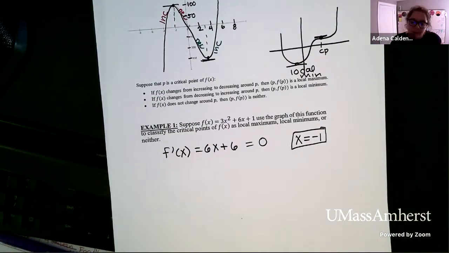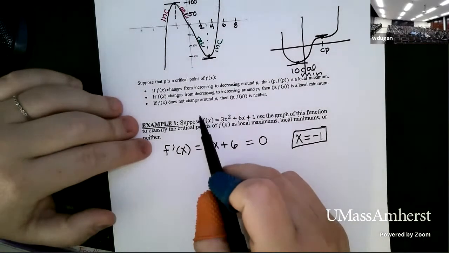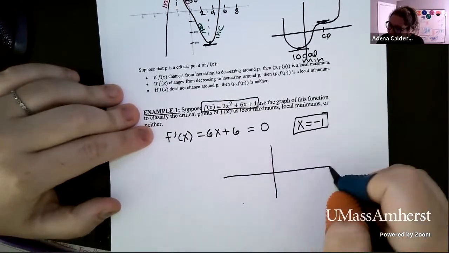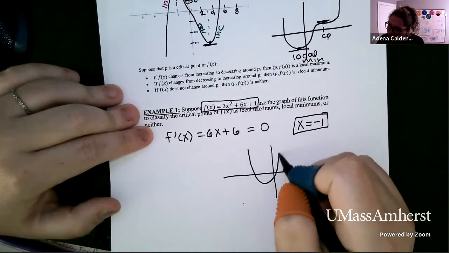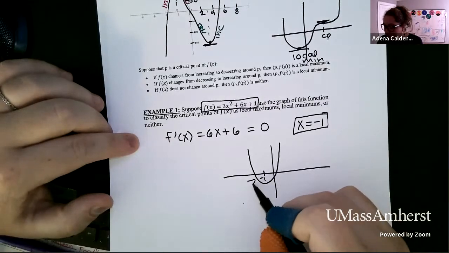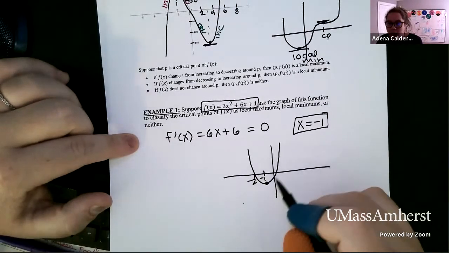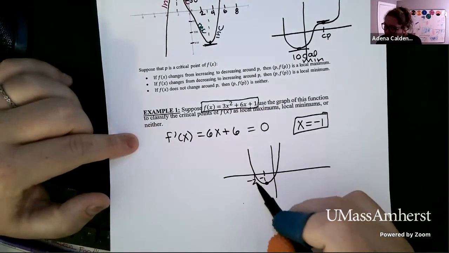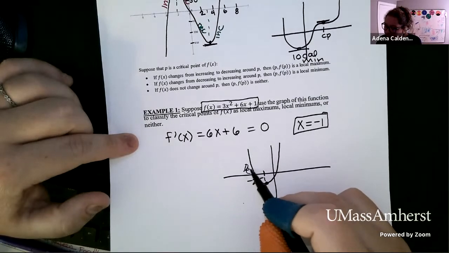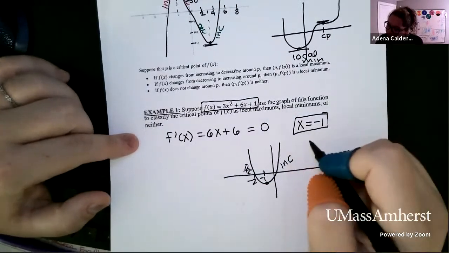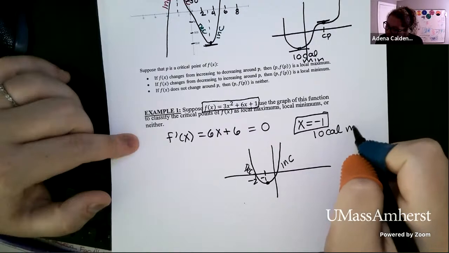But now we want to figure out, is it a local max or a local min or neither? So we go back and graph the original function to think about what that's going to look like. When you graph it, you're going to get something that looks roughly like this. Okay, so at -1, which is to the left of the origin, what you'll see is that we have a cup shape, right? This is a parabola that opens upwards. Looking at this, I can see that I'm going from decreasing to increasing. And if I go from decreasing to increasing, that makes my critical point a local minimum.